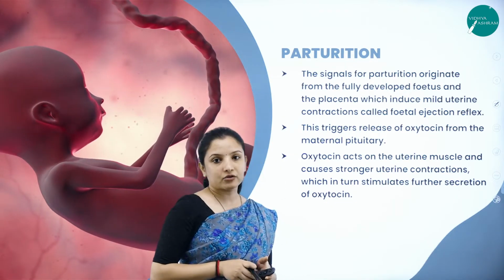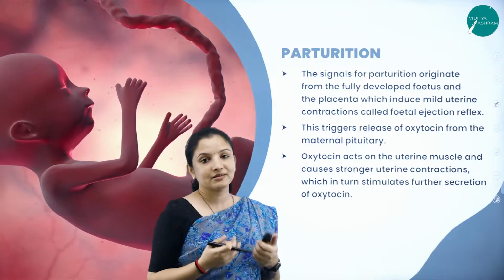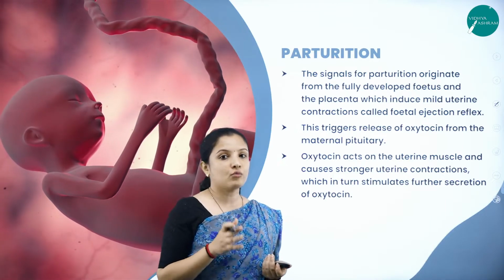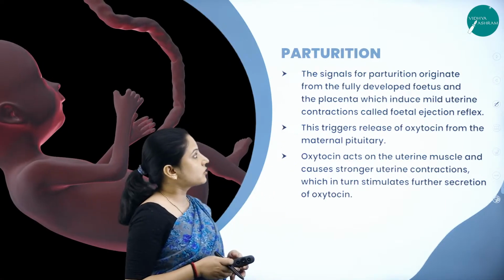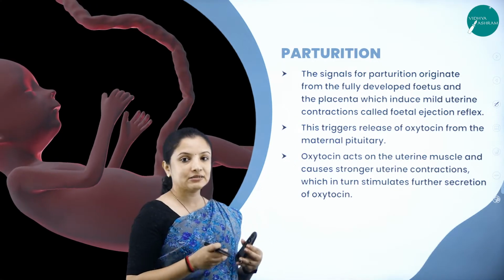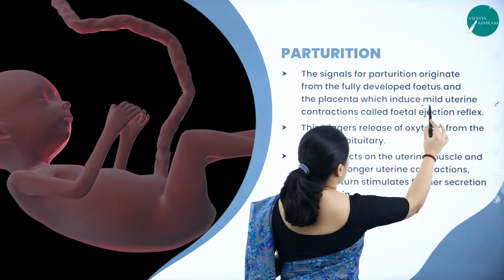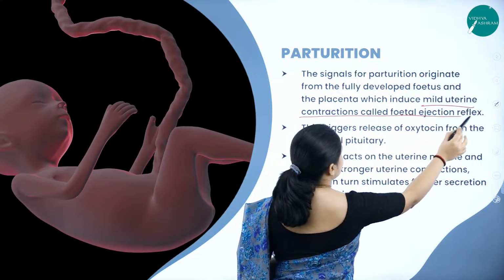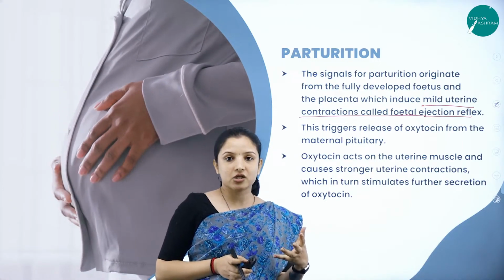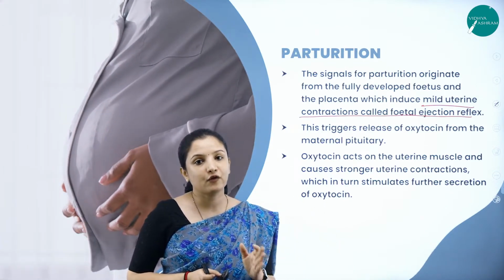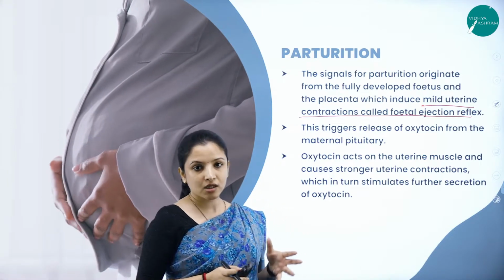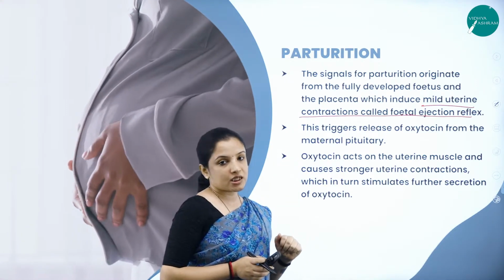And the signals for parturition. So after 9 months, there has to be some signal that it is time for childbirth, right? Those signals, which occur in the form of pain, originate from the fully developed fetus and the placenta, and these signals induce mild uterine contractions called the fetal ejection reflex. A pain will start to develop. That will be an indication that the female is ready for childbirth, and that pain occurs because of the contractions in the uterus, called the fetal ejection reflex.